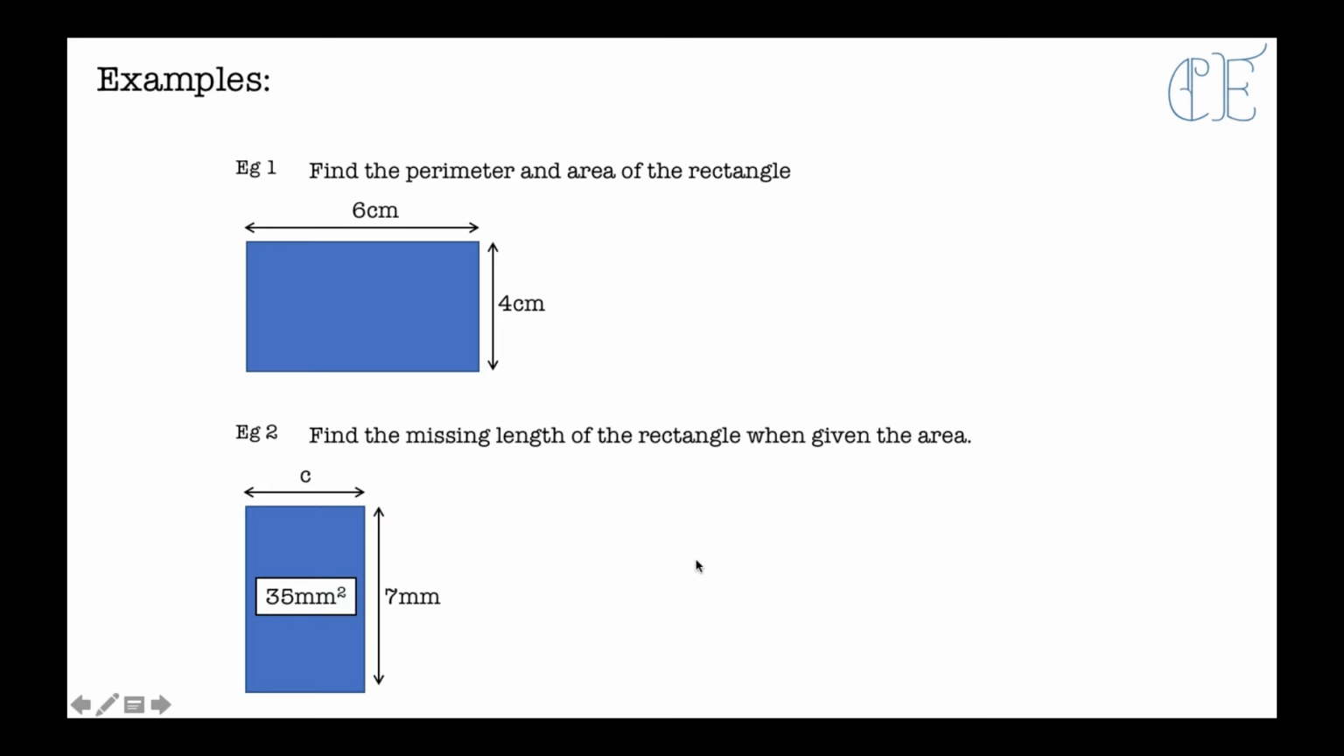So let's have a look at some examples. Find the perimeter and area of this rectangle. First of all, the perimeter. Well, we know that if this is 6 centimetres, then this must also be 6. And if this is 4, then this is 4. So we need to do 6 add 4, add 6, add 4, giving us a perimeter of 20 centimetres. Now the area, we just do length times width, which is just 6 times 4. 6 times 4 is 24 centimetres squared.